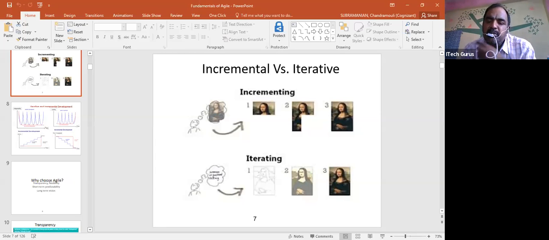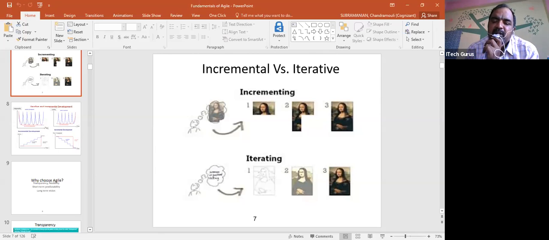Iteration: in the first frame, I draw the Mona Lisa picture, but not fully. I do only the skeleton. Then what happens after that? Fine tune, fine tune, fine tuning. After n number of fine tunings, I get the final Mona Lisa picture. If you do that fine tuning, it is called what?